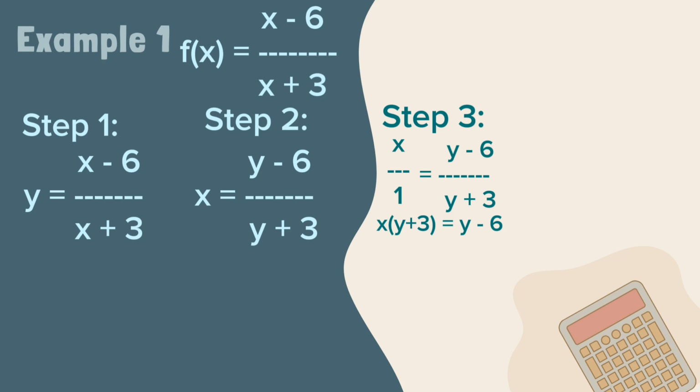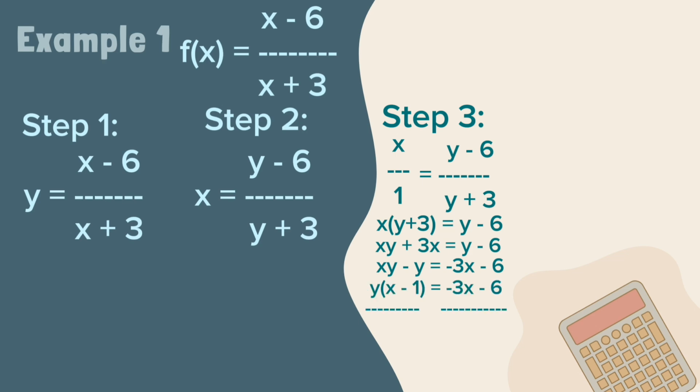Since the left side still has parentheses, let's use the distributive property. So x times y is xy, x times 3 is 3x. Then, let us combine like terms. So y will be transposed to the other side and become negative. Same with 3x. Now let us focus on the left side, which is xy minus y. One common thing there is the y. So if we take out y, what's left is x minus 1.